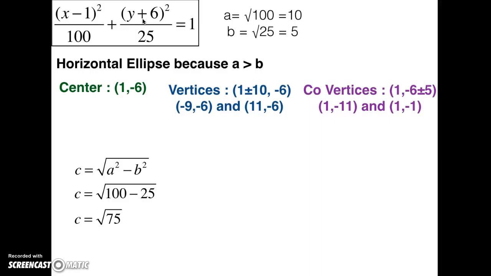And since this is a horizontal ellipse, we are going to add and subtract the square root of 75 from the h value. So we get 1 plus or minus the square root of 75, negative 6. And then we end up with 9.7, negative 6, and negative 7.7, negative 6.